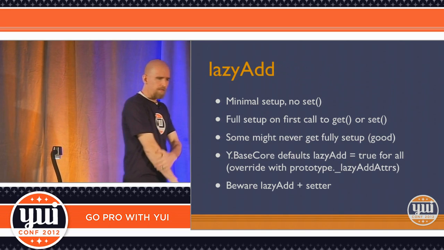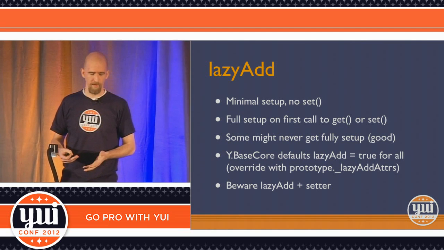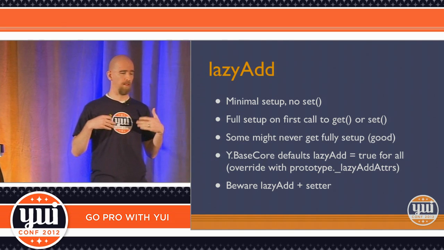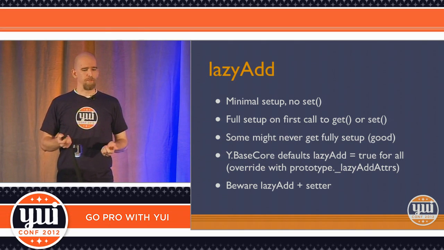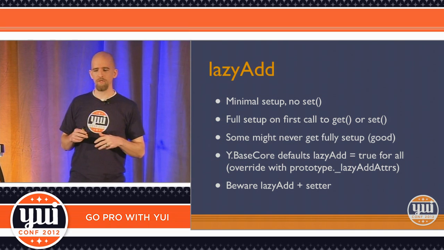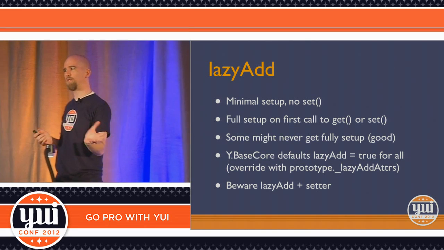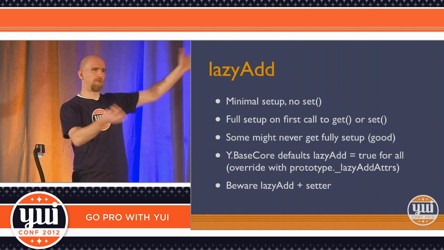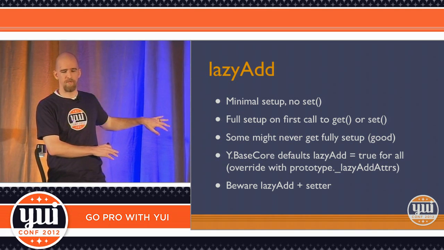OK, so lazy add. In the effort to make the setup time for attributes faster, so when you're instantiating your classes, you want them to be as fast as they can to create instances, especially if you have a class that you want to create a lot of. And default values are incredibly useful. So if we have an attribute that isn't going to be used a lot, or the attribute isn't going to be used until some later point in the execution of things, then what lazy add does is it says, I recognize that you are configuring this attribute. I'm just going to put that over there. I don't need to actually do any of this setup just now.